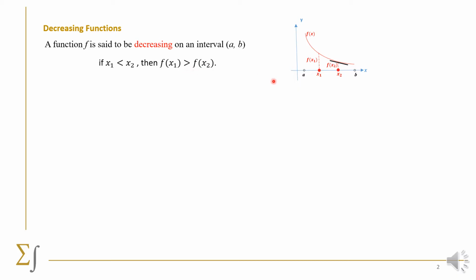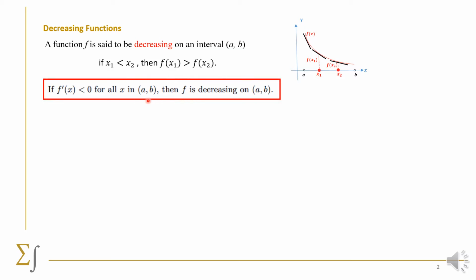Now, let's draw a tangent line here, and another tangent line here, and another tangent line here. Whenever we draw any tangent line to this curve, we see that it is slanting to the left, meaning that its slope is negative. So in other words, we say that the function is decreasing if f prime of x is less than 0 for all x in the interval a, b.